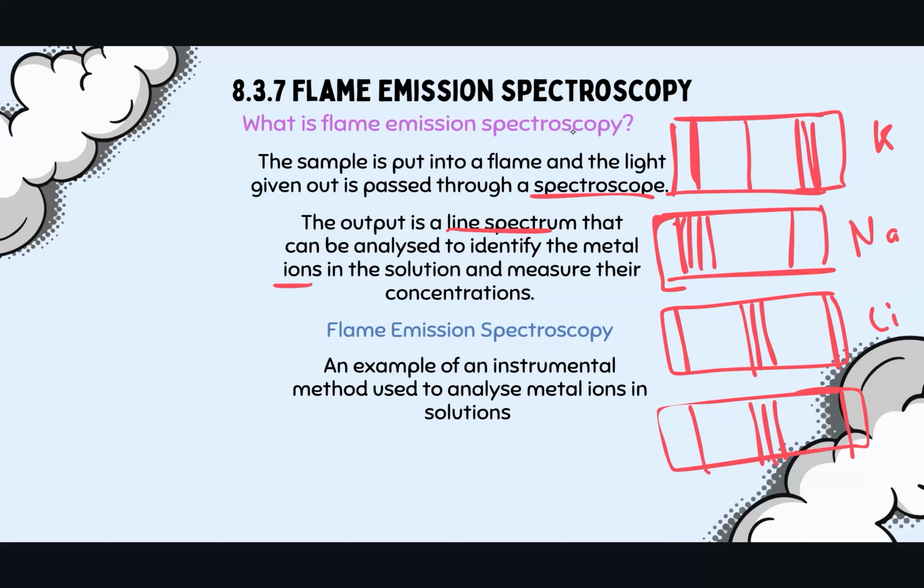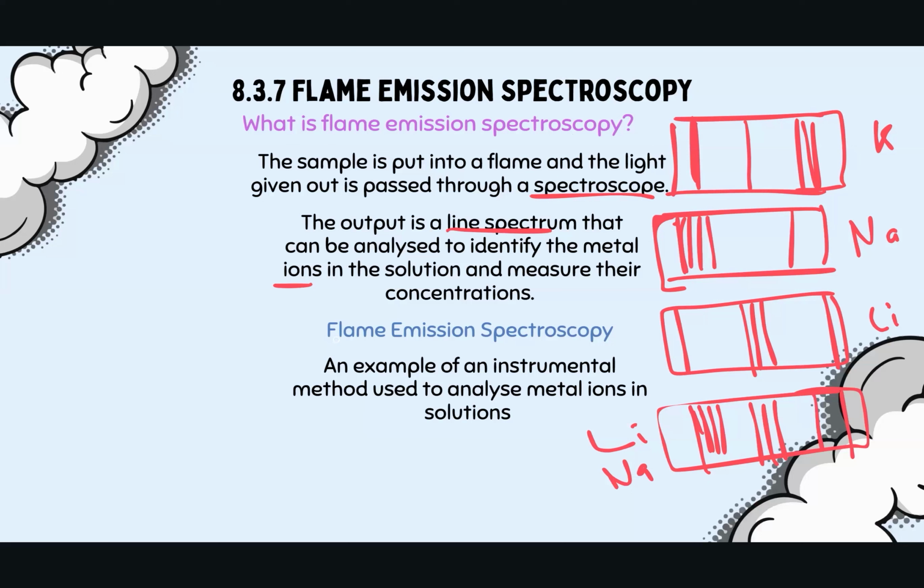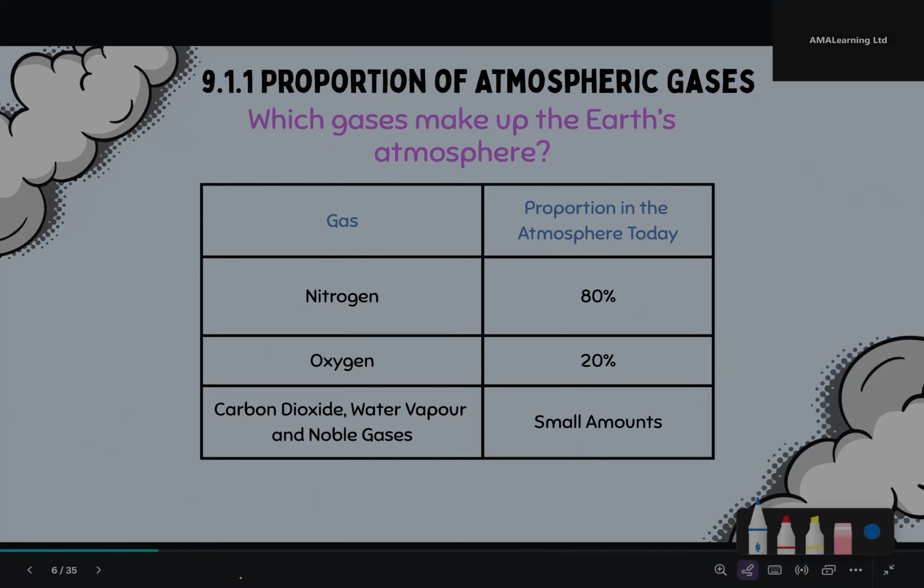Then you can compare it to the other line spectrums and say, oh, that's the same as lithium. So the unknown substance was lithium. Or if it looked like this, for example, then that's a mixture of lithium and sodium. So you say it's got lithium inside it and it's got sodium inside it. Now, flame emission spectroscopy is an example of an instrumental method used to analyze metal ions in solutions. So it's a lot more accurate than a plain flame test.